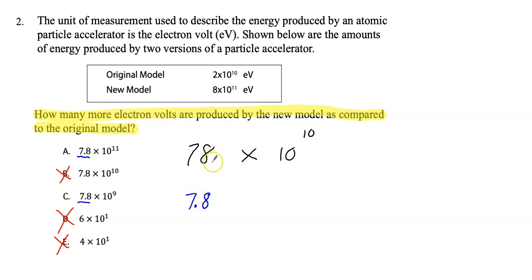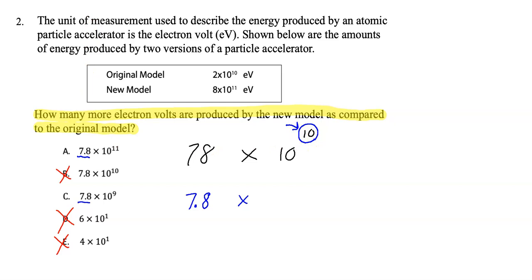Really what I did here is I just took the decimal, which is right here at the end of the number. It's just not shown, and I moved it 1 unit to the left, right? Well, this number was originally 78. Now it's 7.8. I made it smaller. So that tells me that I need to compensate by making this exponent bigger. So basically, my answer has to have an exponent that's bigger than 10.